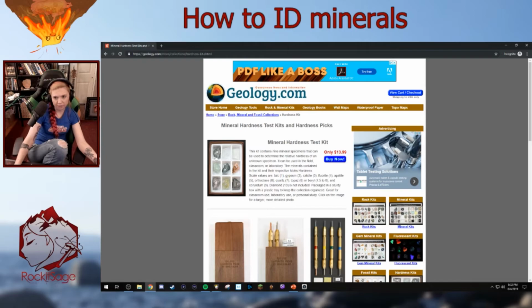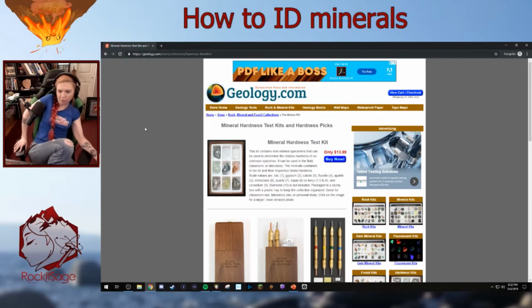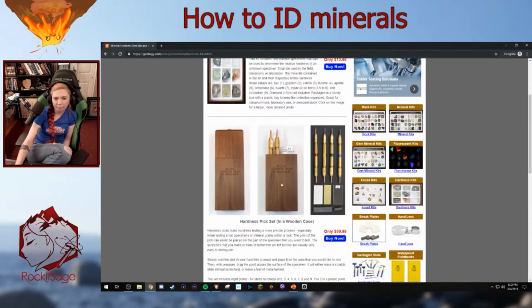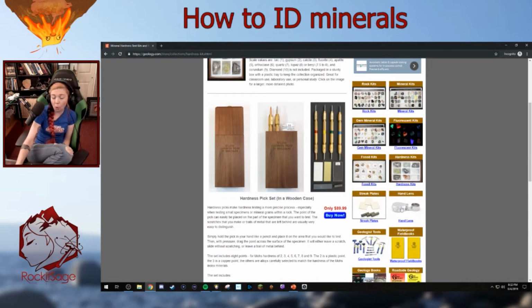This is the mineral test kit that I have. And it's very, very useful because you have a mineral that has 1 through 10. You don't get diamond in there, but you get through corundum. Okay, yeah, you're not going to have to worry about diamond, I'm sure. It includes the names of the minerals that are in here. You can also get a hardness pick set, which I want, but I can't afford. Someday I will. Oh, I need a new hand lens.